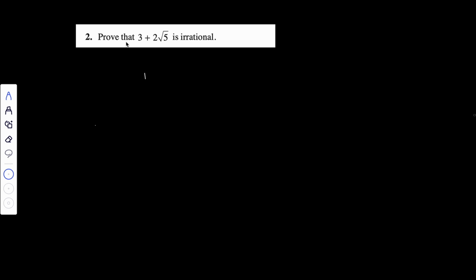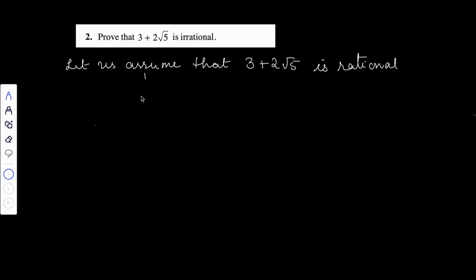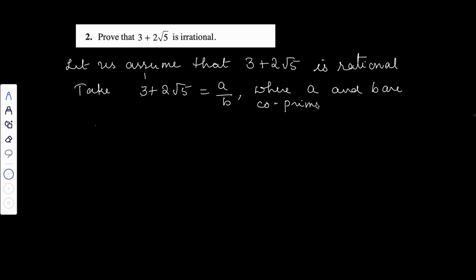Now the second sum, prove that 3 plus 2 root 5 is irrational. Here also we are going for contradiction proof. Let us assume that 3 plus 2 root 5 is rational. So every rational number can be written as a by b, where a and b are co-primes and b is not equal to 0.